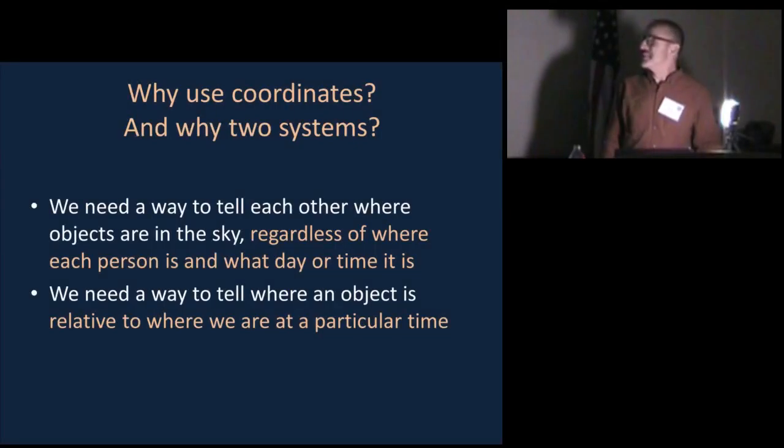All right, coordinate systems. So why do we use coordinate systems and why do we have two systems? So first, we need a way to tell each other where things are in the sky, regardless of where we are and what time of day it is or what day of the year it is. If I'm here today and I'm talking to somebody who's going to be in China 2 years from now, we all need to be able to refer to the same place for an object. But that doesn't help us when we go out and try to find an object. We need to be able to see where things are right now, too.